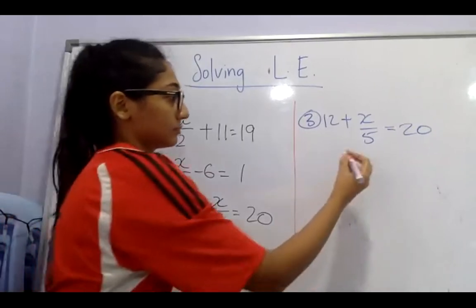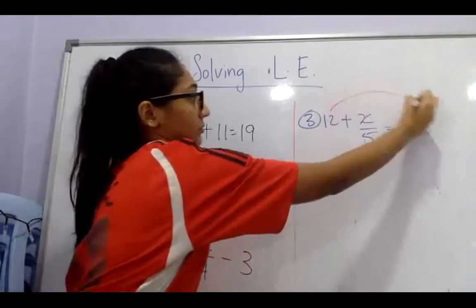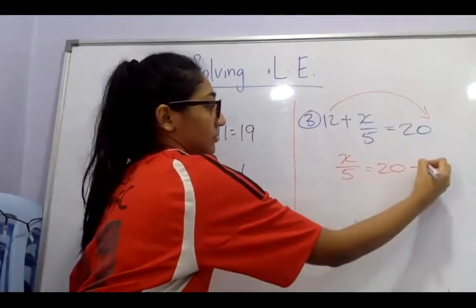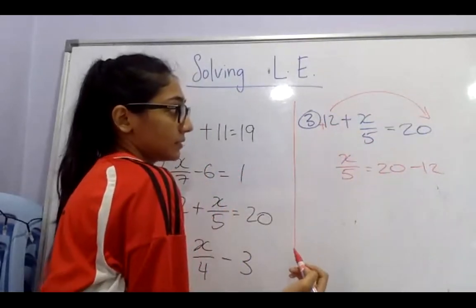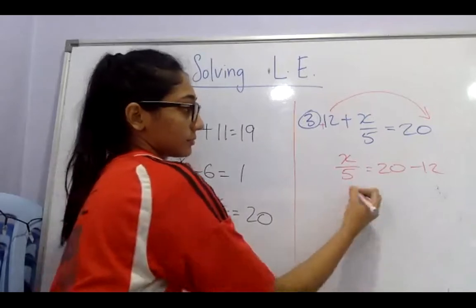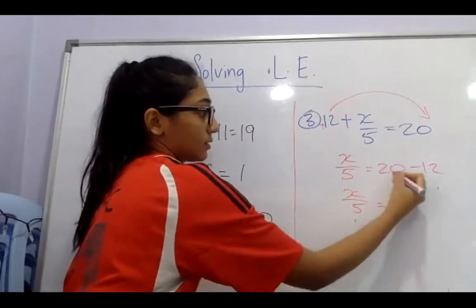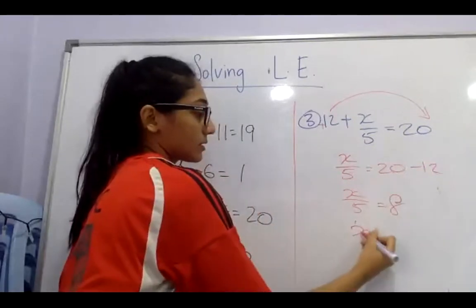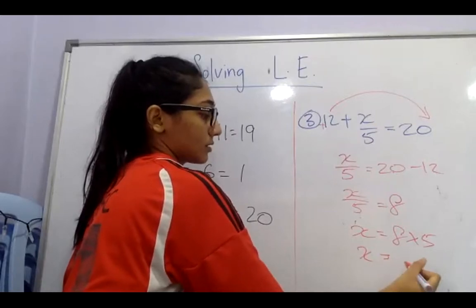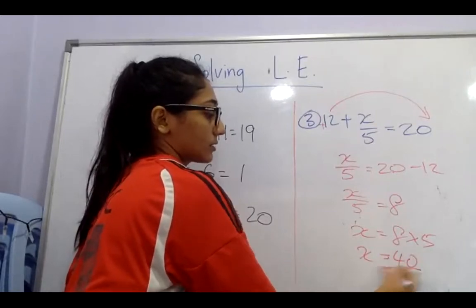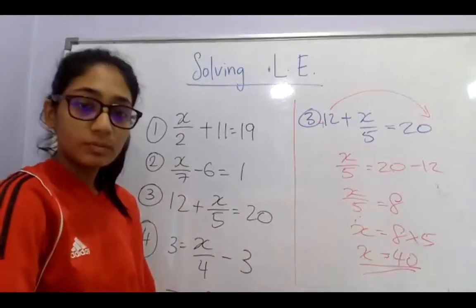x over 5 equals, you bring the 12 to the other side, which is 20 minus 12. Right, because this is plus 12, so you bring over minus 12. Okay, and then? So x equals 8 times 5, because 20 minus 12 is 8. x equals 8 times 5, which is? So x equals 40.